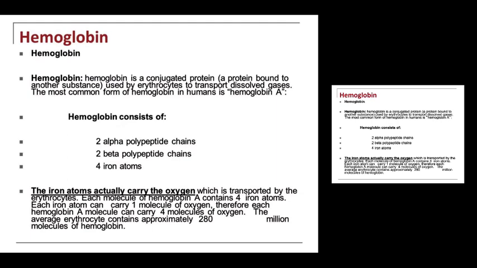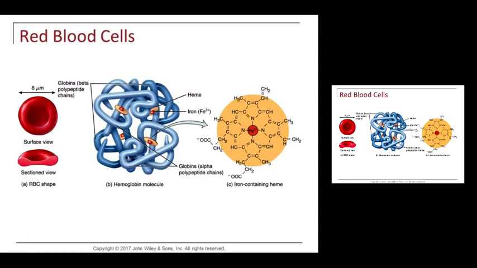Therefore, each hemoglobin A molecule can carry 4 molecules of oxygen. And the average erythrocyte contains 280 million molecules of hemoglobin. So this is some of the characteristics.